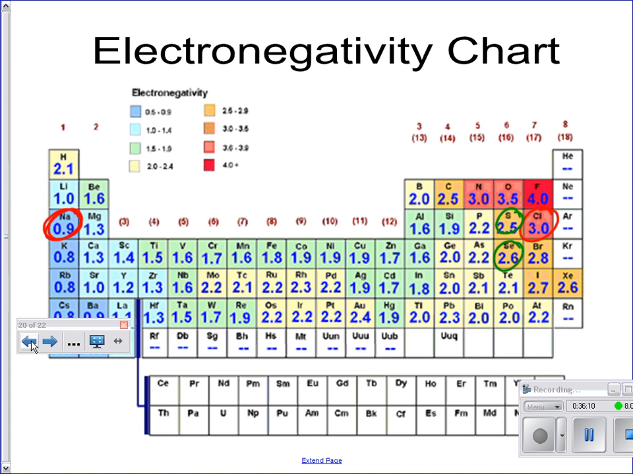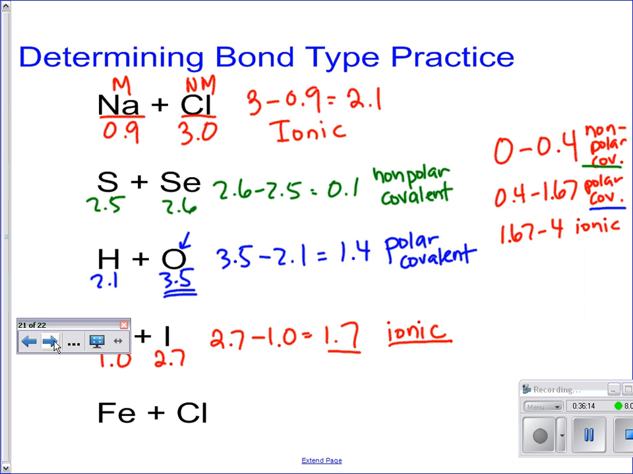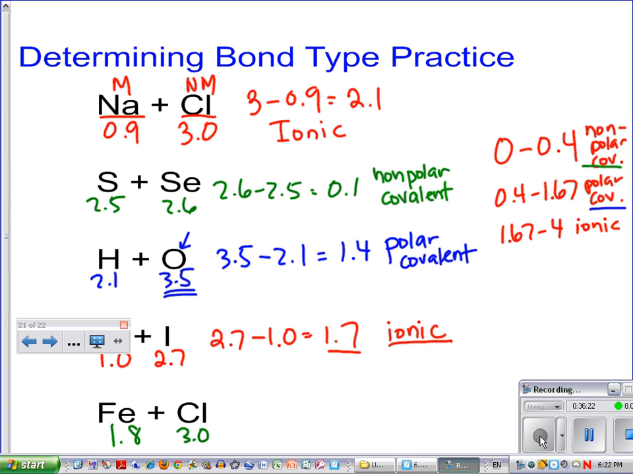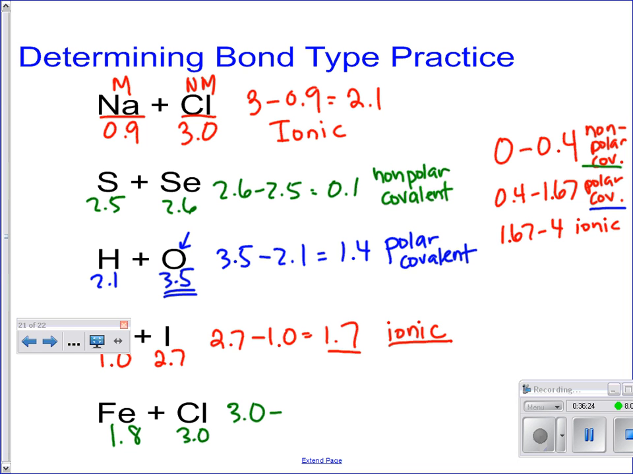So iron and chlorine, let's do this last one. Iron is 1.8, and chlorine is 3.0. So subtracting the 2, I'm going to get 1.2, and 1.2 is in the polar covalent region.